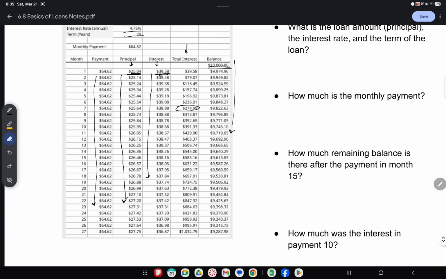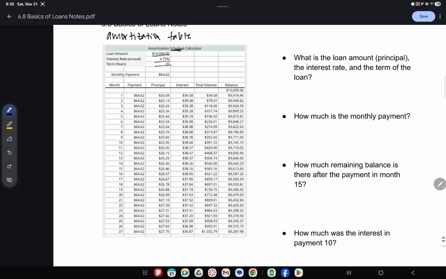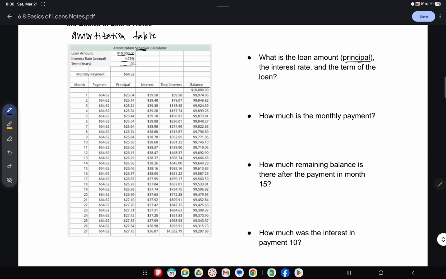All right, I'm going to erase my drawings here and now try to answer these questions if I haven't already. What is the loan amount, or the principal, the interest rate, and the term? That is all right here. So the loan amount is that $10,000. The interest rate, there's an APR of 4.75%. And the term is 20 years. How much is the monthly payment? So it's right here, $64.62.